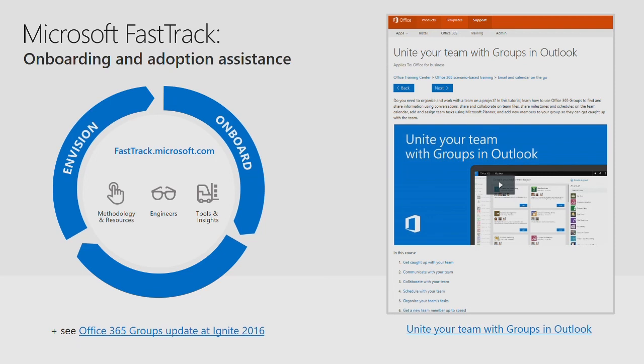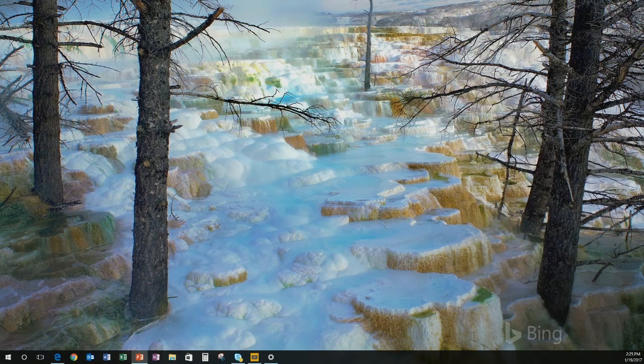All right. So the other thing that you will find in the Fast Track repertoire of materials is a dedicated set of guidance for rolling out groups in Outlook. You can see the screenshot here. I'm actually going to switch over to the web and show you what these resources look like.